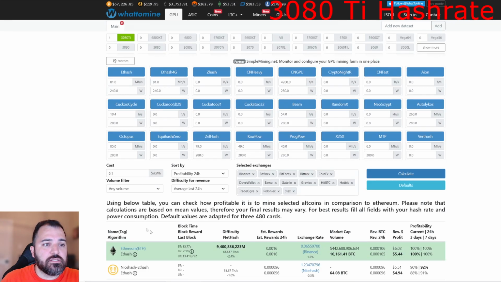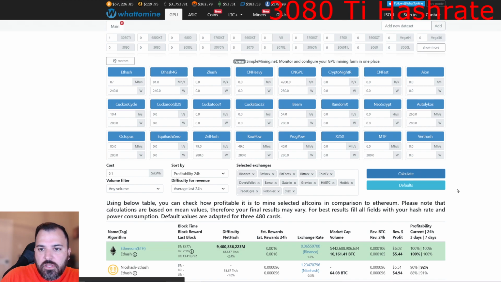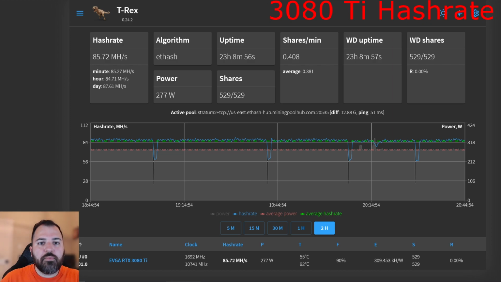profitability, because if I leave it at 81 mega hash as per the website, I'm only getting 544 in profitability. But if I put, for the sake of this exercise, 87, it goes up to 589. So that's an additional, let's say 50 cents just by having the right settings. It's very important to have the right settings when it comes to mining on these cards. So I'm happy with it.